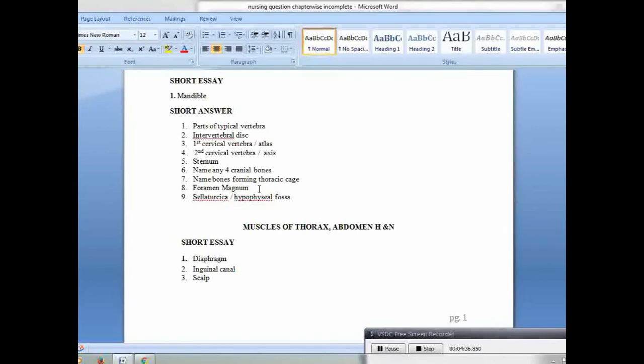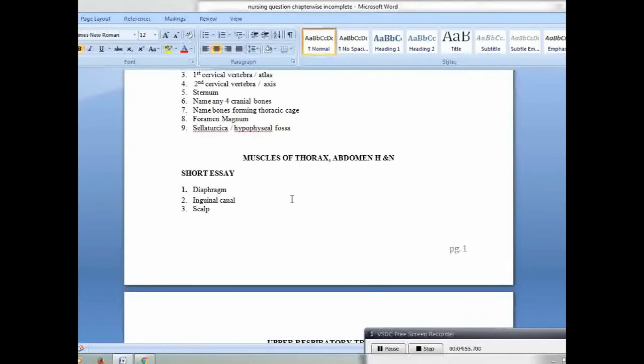Foramen magnum, which is a foramen seen in the base of the skull, which is the largest foramen. The structures passing through the foramen magnum. Sella turcica or hypophyseal fossa. This is a fossa which is formed in the sphenoid bone, where the pituitary gland is located, right? Coming to the next chapter, muscles of thorax and abdomen, head and neck region.